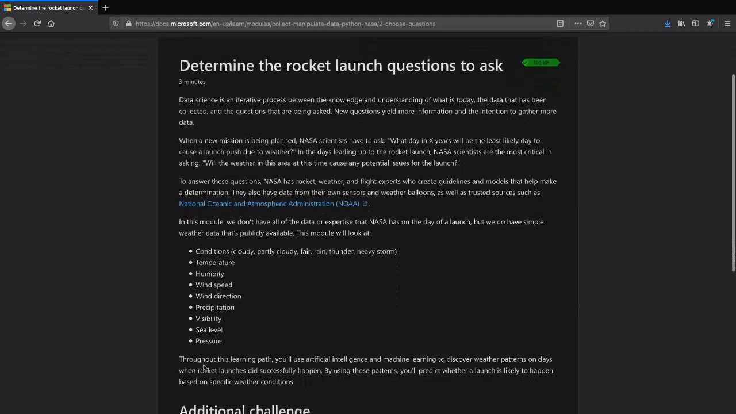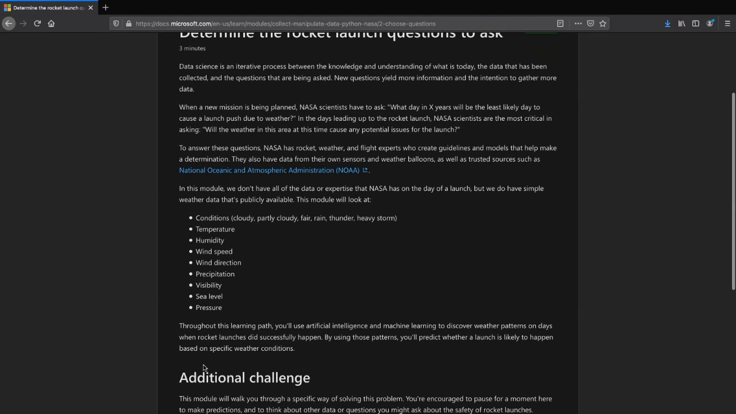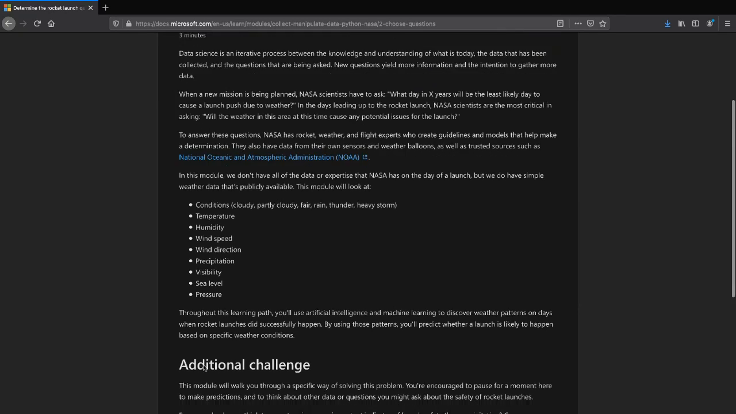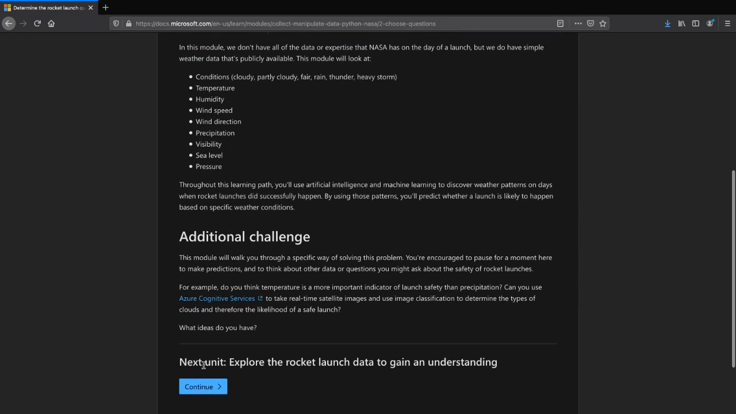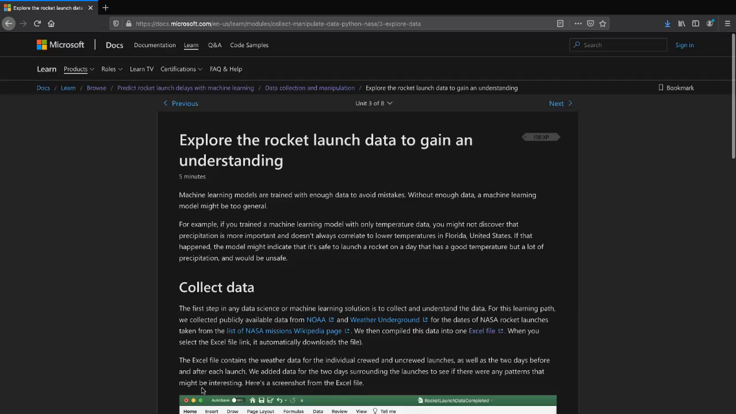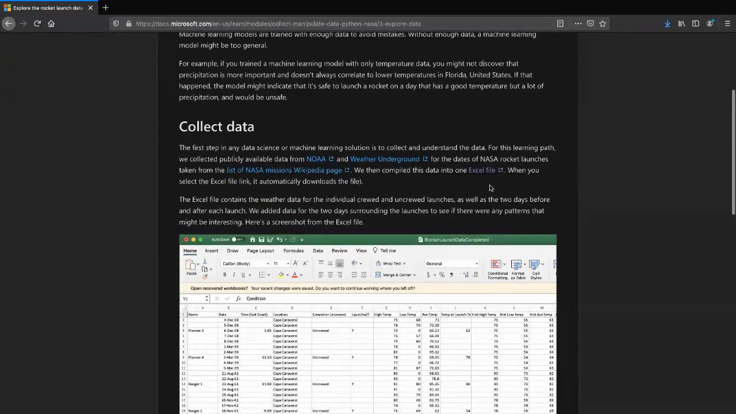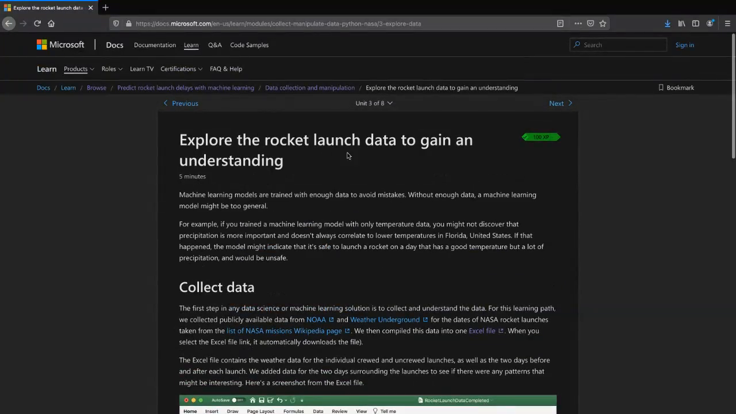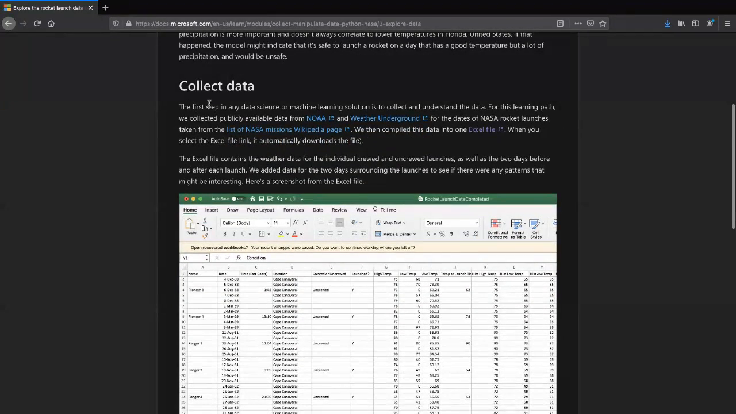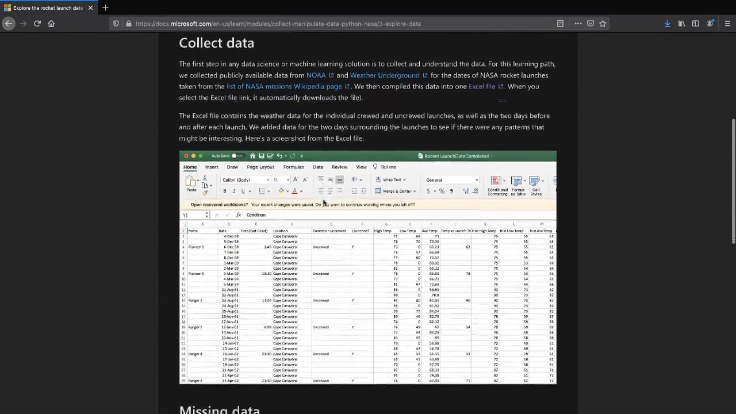All right. So again, this is a step in the workflow that will have been done beforehand. You'll have collected this data, but we are going to use an existing data file here. If you look in the section called Explore the Rocket Launch Data to Gain an Understanding, it's Unit 3 of 8. There's a section called Collect Data, and in that there's a link to an Excel spreadsheet.